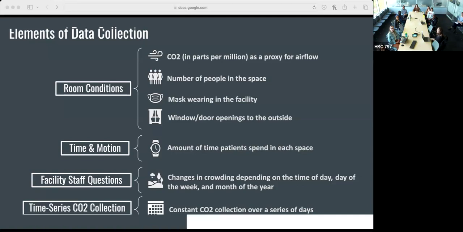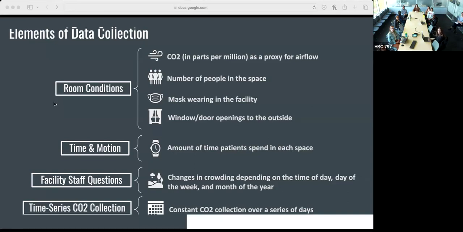Next, we have time and motion data, where we record the amount of time patients spend in each space, and we also capture the typical flow of patients throughout the space. So what the data collection team does is observe patients from the time they enter the facility to the time they leave, and mark down the number of minutes that they're spending in each space.